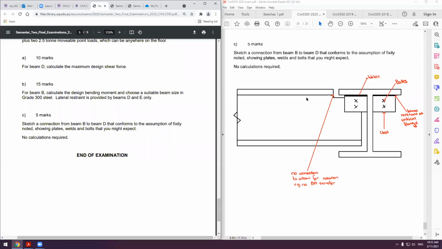And that weld also shows that we've got lateral restraint at the critical flange, which is why we can use that effective length of 4 meters instead of the full 16 meters. That's essentially the exam. If you look through 2019 and 2018, you'll find that they're essentially the same thing, slightly different arrangements. Same process.